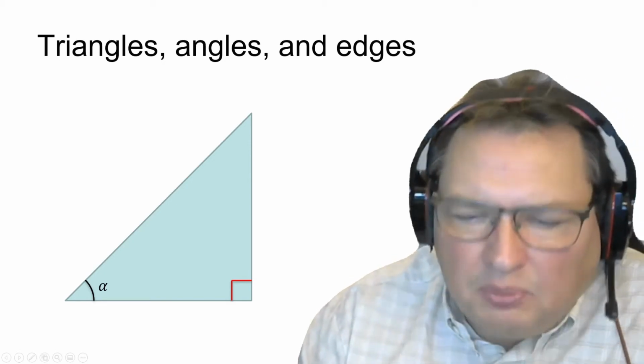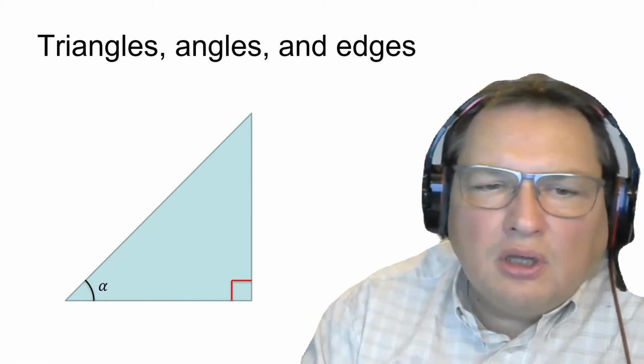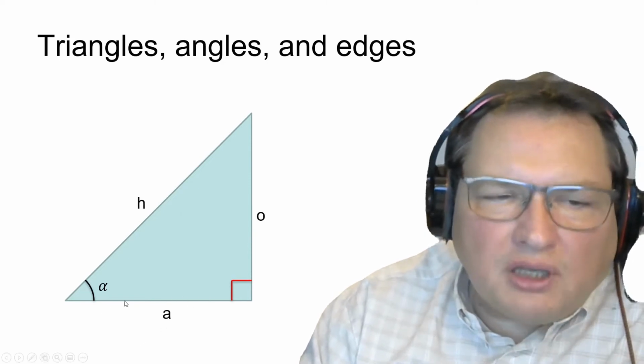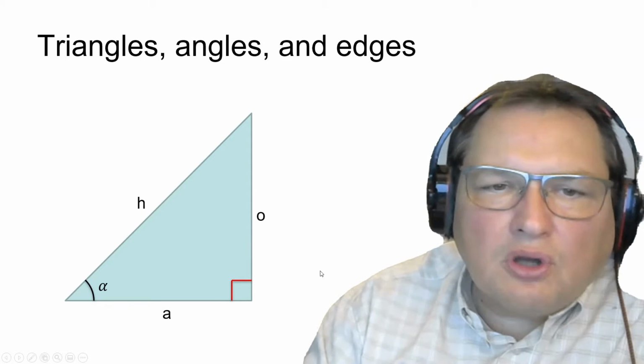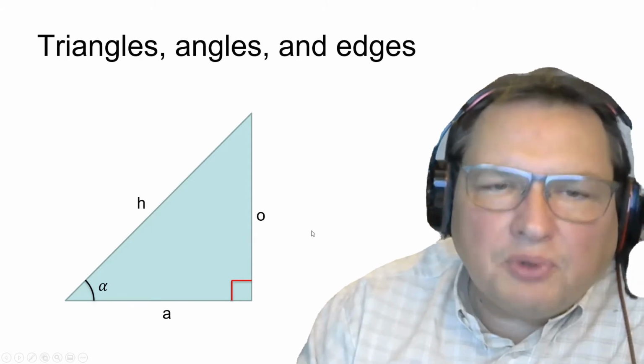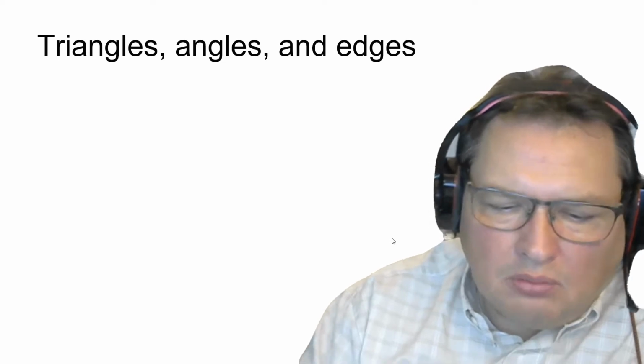Now, if we only concentrate on one angle, like this one, then we can adopt another way of naming the edges in a triangle, as this one: A for the adjacent edge, adjacent to the angle, of course, O for the opposite, and H for the hypotenuse. Moving on.